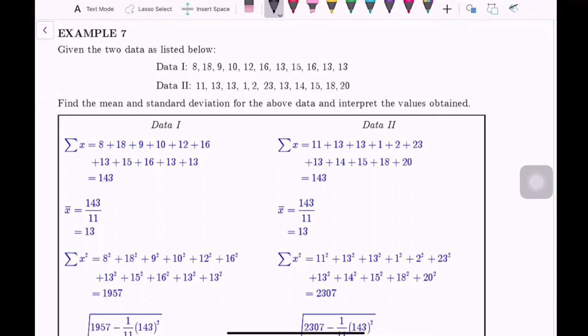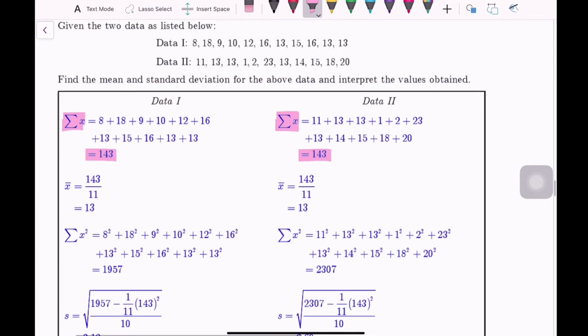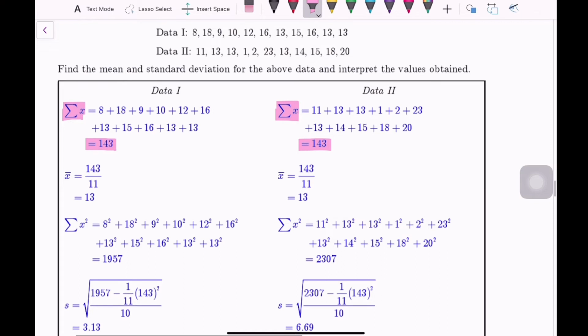deviation for the above data and interpret the value obtained. First, for data 1 and data 2, we should find the sum of x. Sum of x for data 1 is 143, and also for data 2. Then to find the mean, it is sum of x over n. So the mean for data 1 is equal to the mean for data 2.